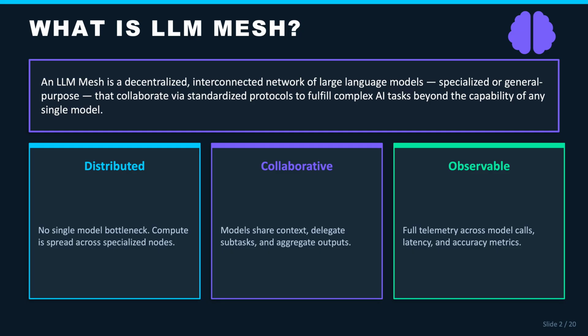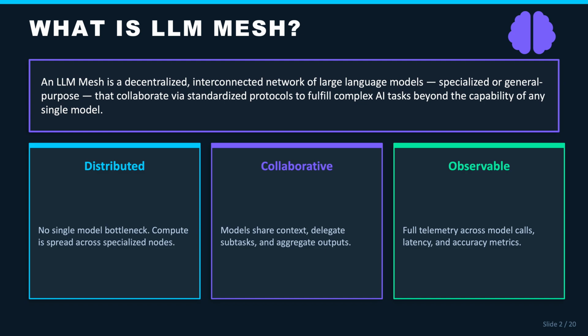At its core, an LLM Mesh is a decentralized, interconnected network of large language models, some specialized, some general purpose, that collaborate via standardized protocols to fulfill complex AI tasks that are simply beyond the capability of any single model. Think of it like a microservices architecture. But instead of services, your nodes are intelligent models.